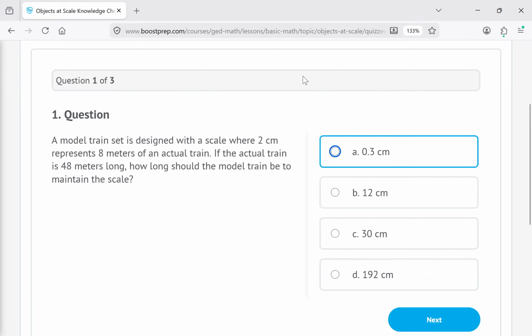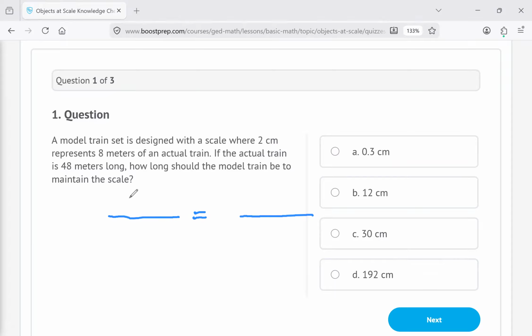So this is definitely a proportion word problem. You're going to set it up like this. You've probably seen it before: a horizontal line, then an equal sign, and then another horizontal line. Then you figure out your units. You can set it up any way you like. So what are our units? They said something about centimeters and then something about meters.